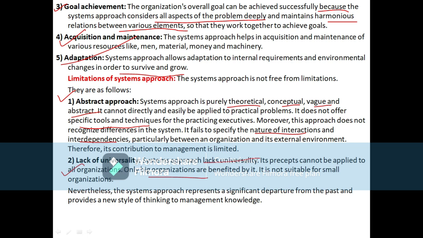Why? Because in big organizations we will have different departments, more departments. But in a very small organization with 20 to 50 members, we cannot see a personnel department, HR department, IT department, production department, and so on. So in those cases this systems approach may not be useful. That is why we said lack of universality.